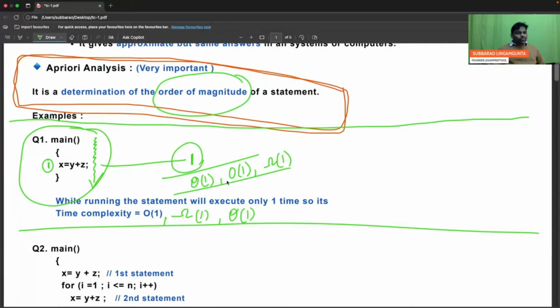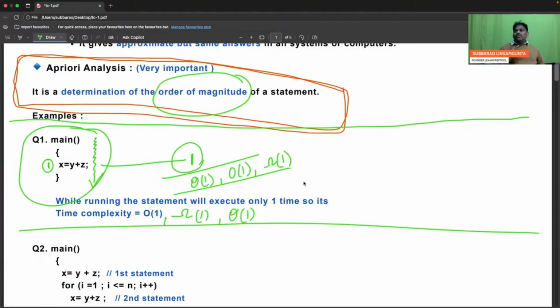Sir, while doing the first problem, you never asked me what is the type of CPU. You never asked me what is the type of compiler. You never asked, but you give an answer. That is the reason it is a priori analysis. Total industry follows priori analysis because of that reason.